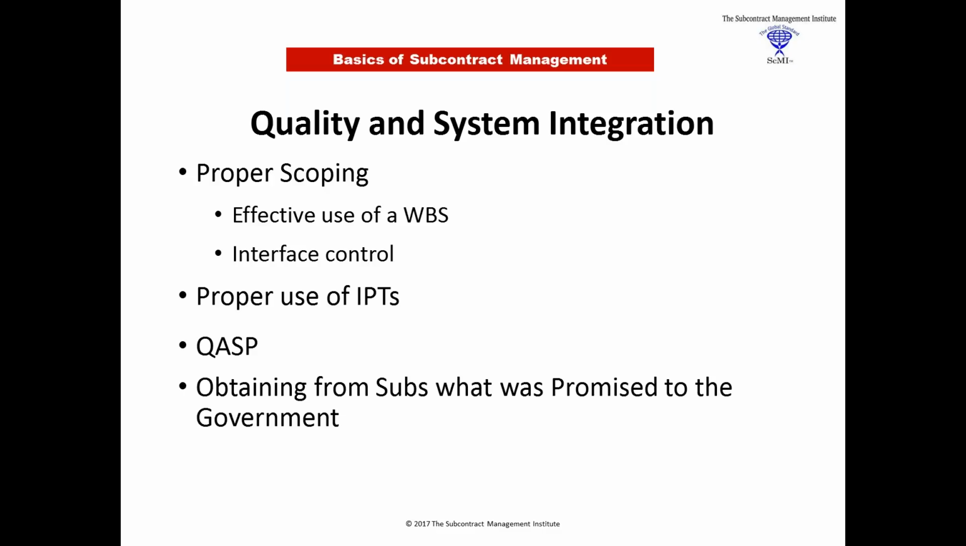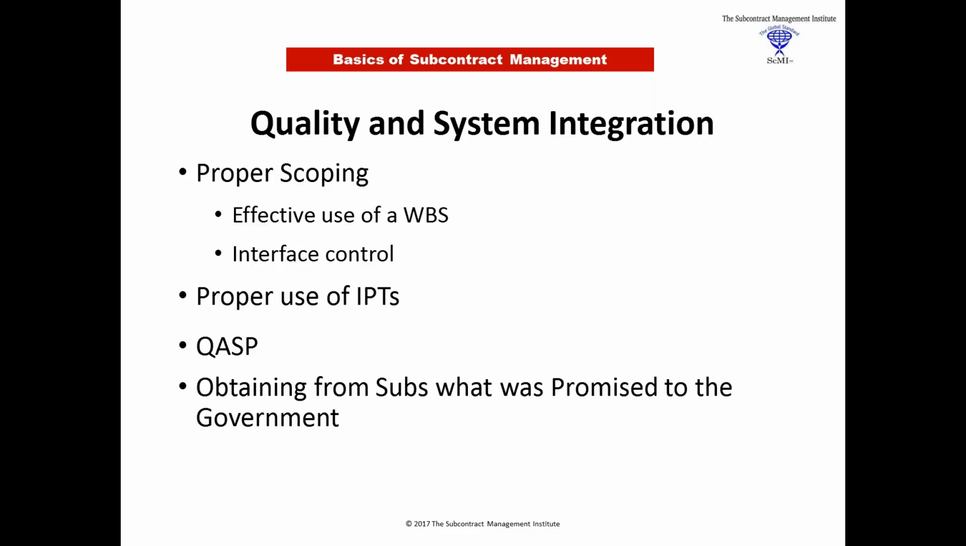Now, where we see the biggest issues with subcontractors is this idea of quality assurance and making sure you have proper systems integration. Too many primes don't manage their own business as well as they should. Every project should have a WBS, a work breakdown structure. If you're not familiar with that, I encourage you to look up some information that's available through PMI, Project Management Institute. A WBS is a deconstruction of every task that has to be done for every deliverable under the contract.